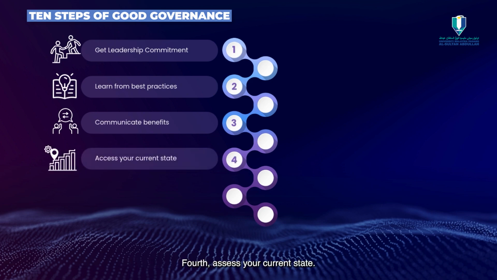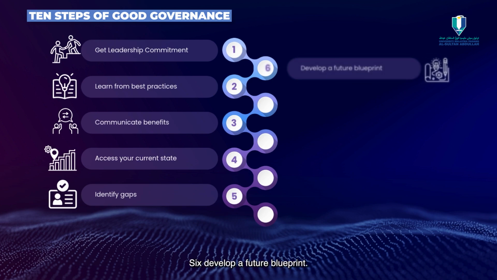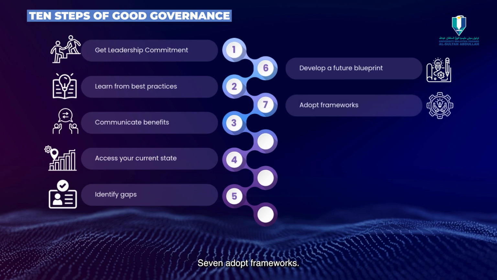Fourth, assess your current state. Where are we now? Fifth, identify the gaps. What is broken or missing? Sixth, develop a future blueprint. What do we want it to look like? Seventh, adopt frameworks. COBIT, ITIL, ISO, they are your toolkit.